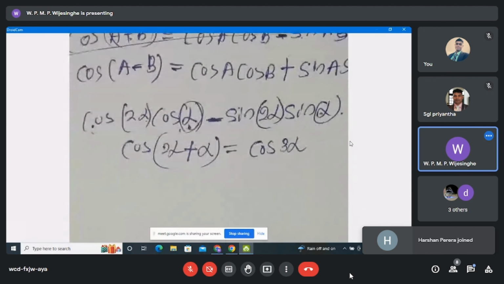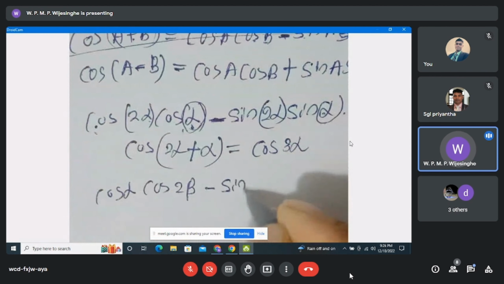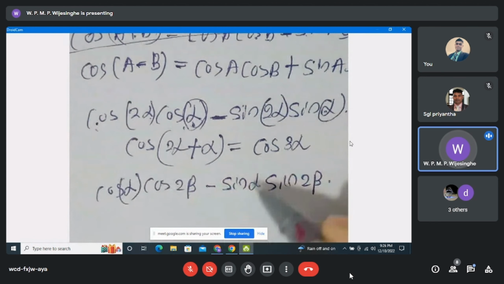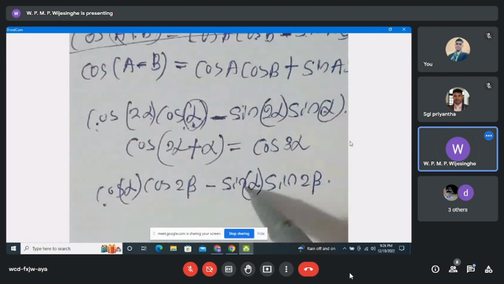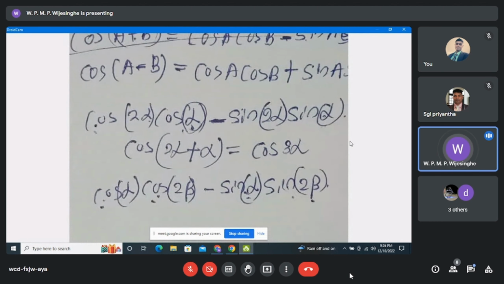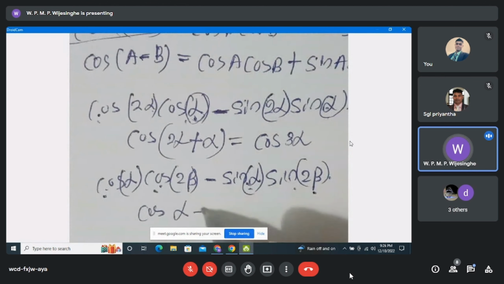Next one, cos alpha cos 2 beta minus sin alpha sin 2 beta. Yes, here also these angles are the same, cos sine. Here 2 beta, cos converts into sine. Here cos cos, sine sine, then it should be the sum of the angles, right? Here it is negative, so it is the summation of two angles. Then cos, here alpha plus 2 beta.